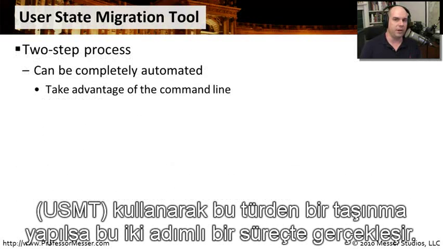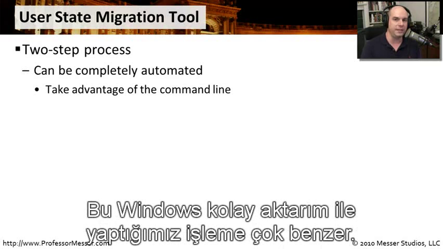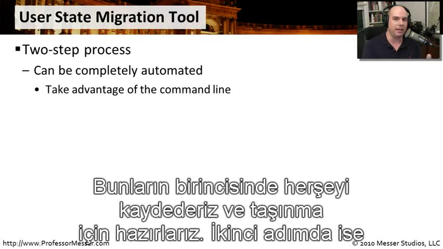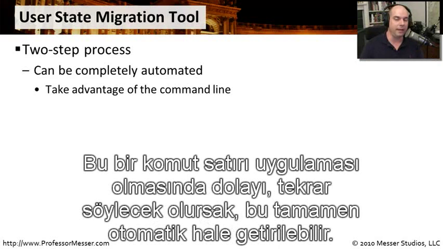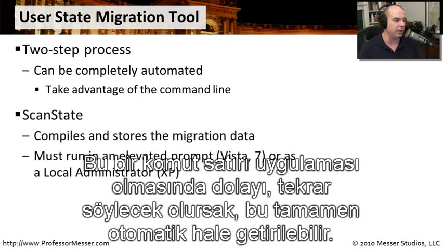Using the User State Migration tool is a two-step process, very similar to what we were doing with the Windows Easy Transfer. We have one process where we save everything and get it ready for migration. We have a second process where we take what we've saved and actually migrate it to the new machine. And because this is at the command line, again, it can be completely automated.